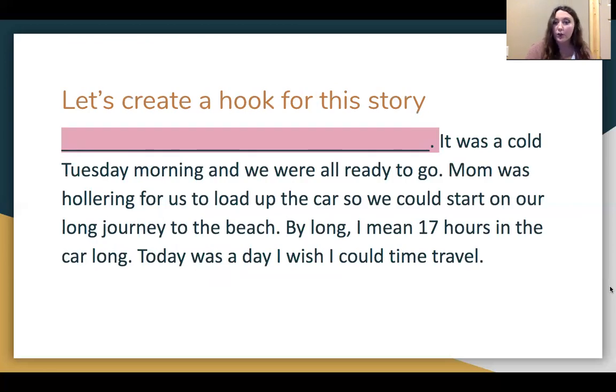So let's create a hook for this story. So this whole paragraph is already written out, but it's missing one thing, the hook. What makes the reader want to keep reading?